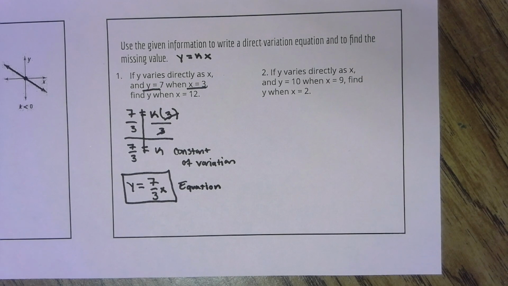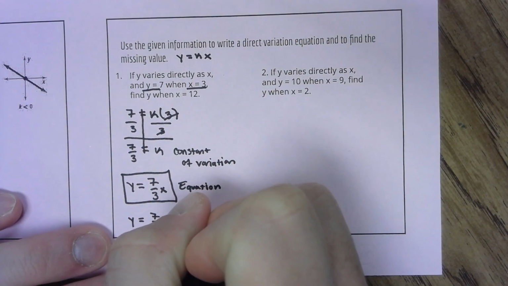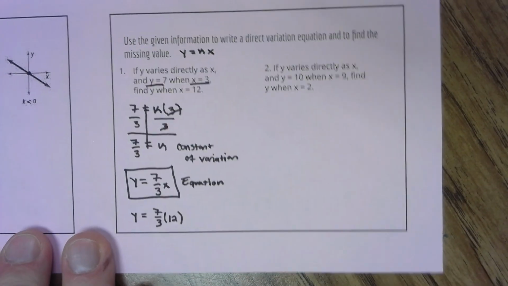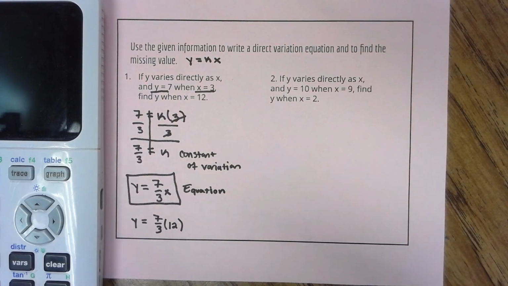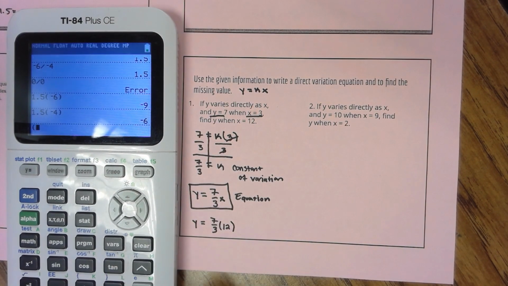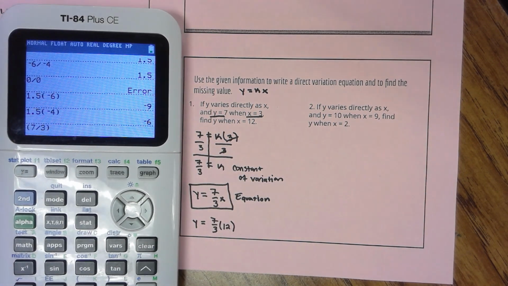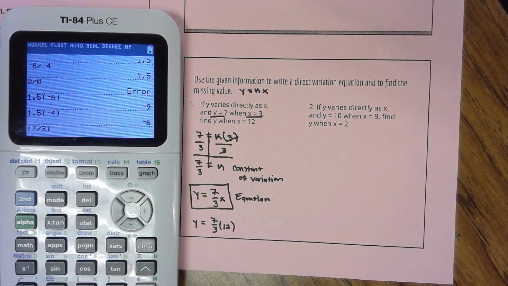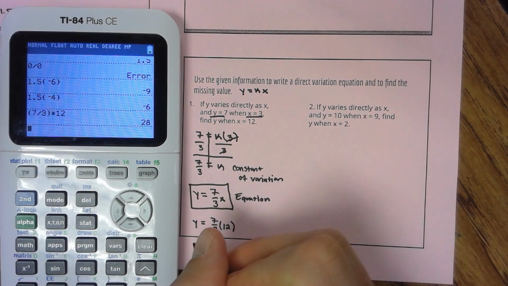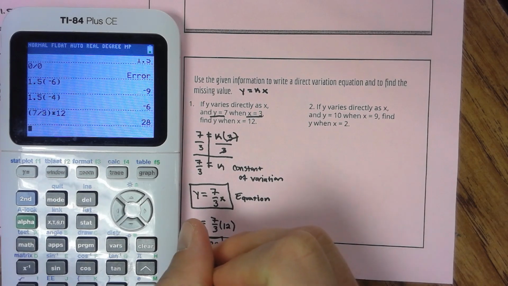The next thing we need to do is find y when x equals 12. So I'm going to say y equals 7/3 times 12. And then I'll let the calculator do the rest of the work from there. I'm going to go 7 divided by 3, and when you do the division, put parentheses around that division. It doesn't really matter here, but a lot of times it will matter. Anytime you have a fraction, putting in parentheses in the calculator is a good idea. And we get that to be 28. Okay, so that is the second part of our answer.